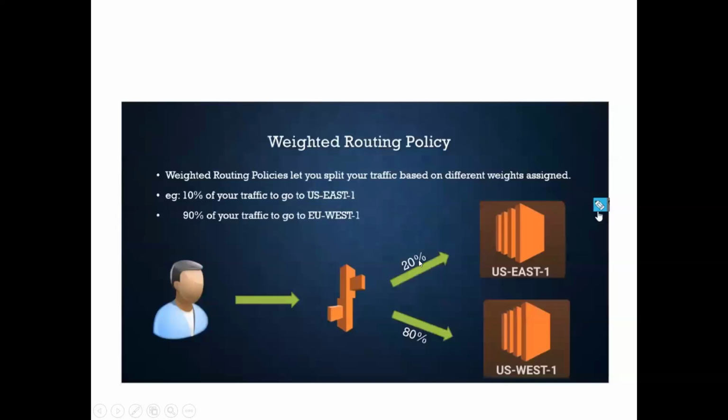I'm just taking an example here. 20% of the traffic is being diverted to the first region, US East 1, and the remaining 80% is routed to US West 1. When we go for this particular configuration, suppose most of my clients, most of the users accessing my application, are from US West 1, then most of the traffic will be routed to US West 1. And I have very few customers from US East 1, so I'll divert less traffic there.